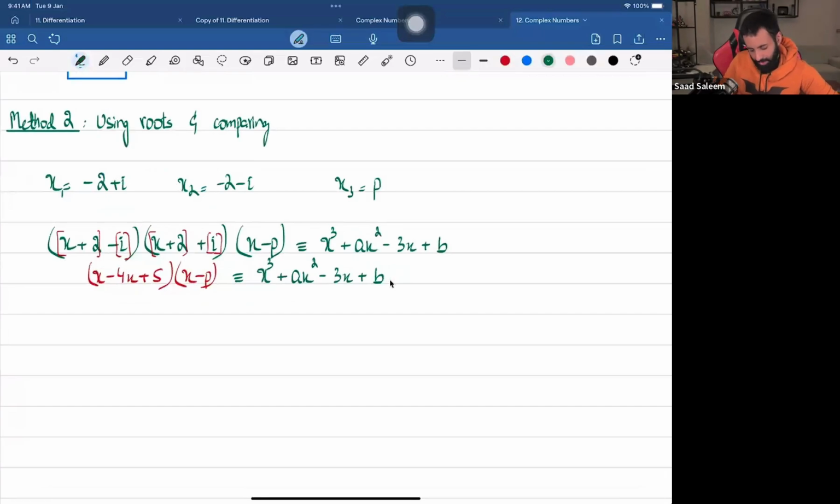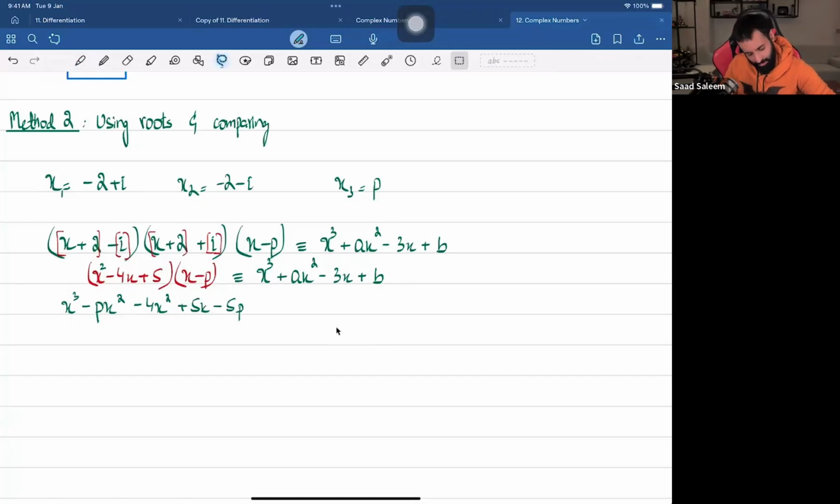Now we start expanding. So x squared into x, that's x cubed, minus x squared into p, so that's going to be minus px squared, minus 4x squared, plus 5x, minus 5p. Yeah, x squared, I've fixed it now. And once again, remember that it's identical to this.